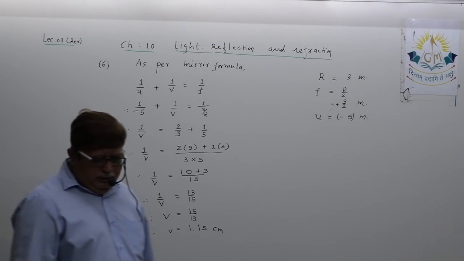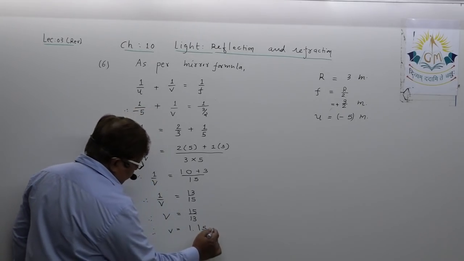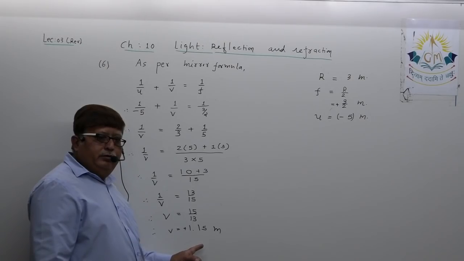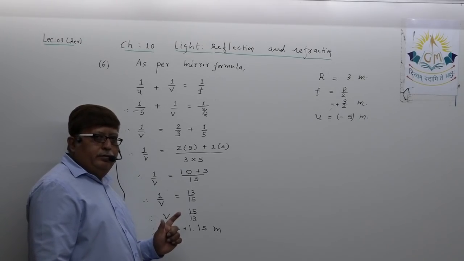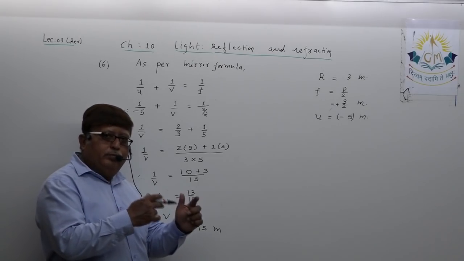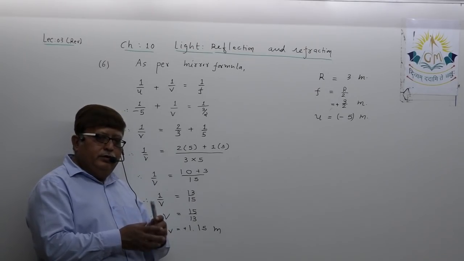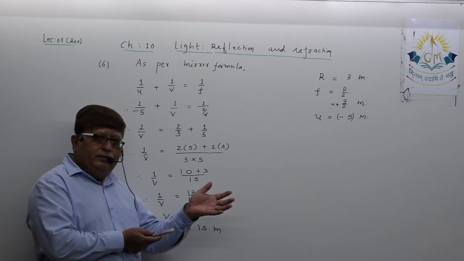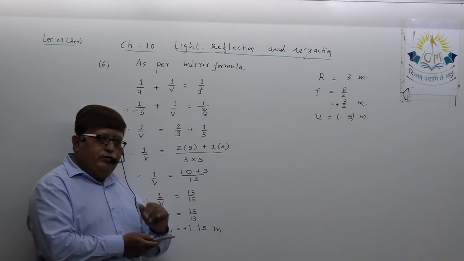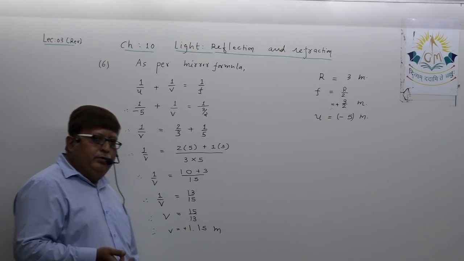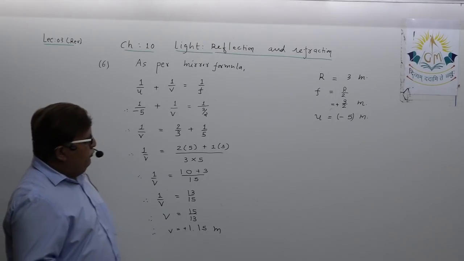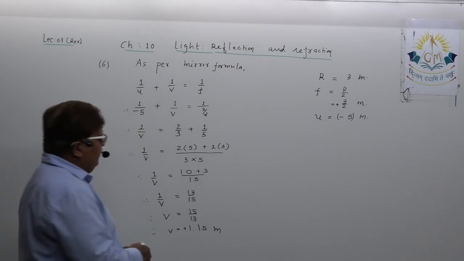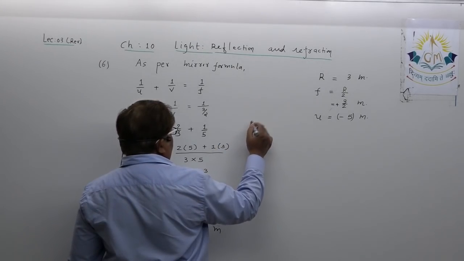V turns out to be positive, and this positive sign suggests the image is obtained behind the mirror, what I taught you in my lecture number 1. And when it is behind the mirror, obviously it is virtual and erect, that you all know. We are also looking for the size of the image, no? Yes, find position, nature and size of the image. So let us continue here.